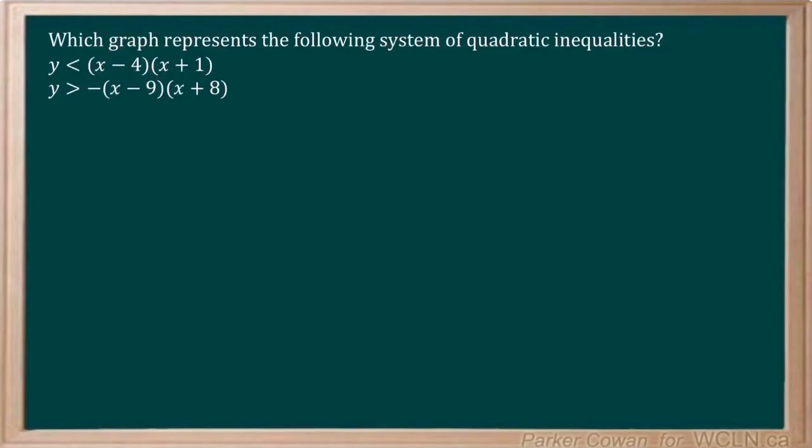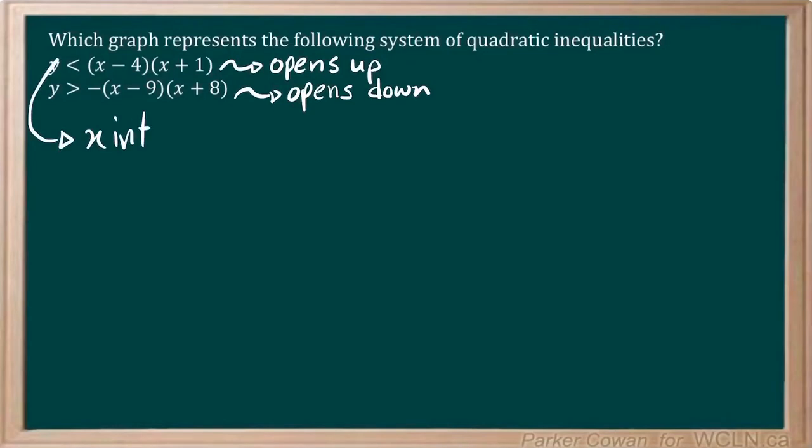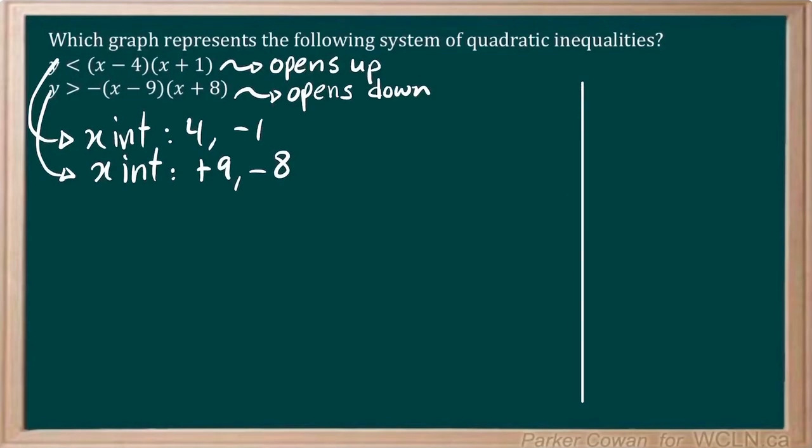Next up, we have our x-intercepts. So here, let me just first say, opens up, opens down. Okay. Next, our intercepts for this one, we'll have +4, -1. And for our second one here, we have +9, -8.